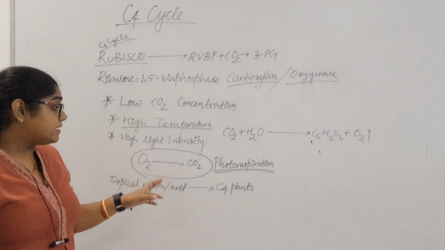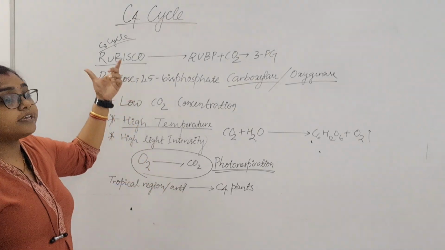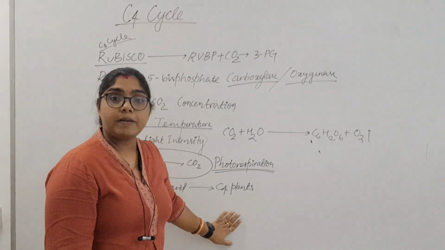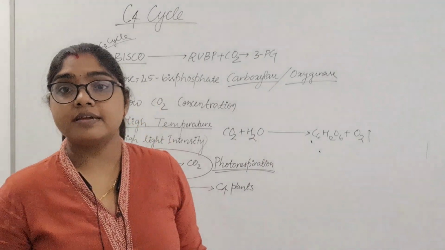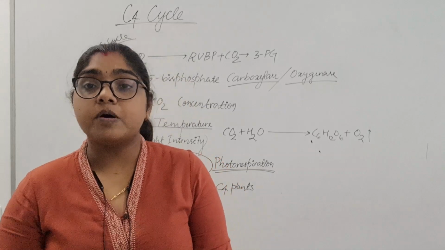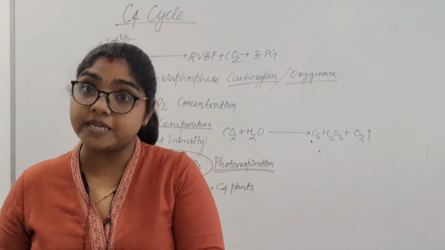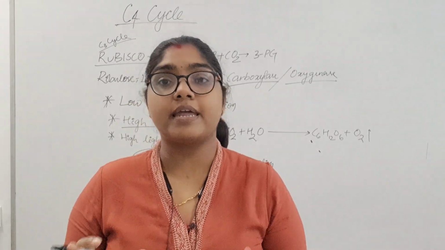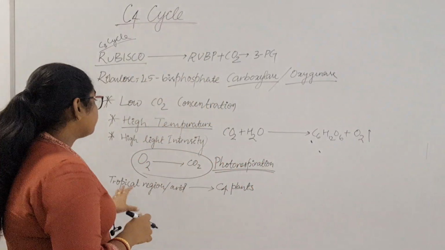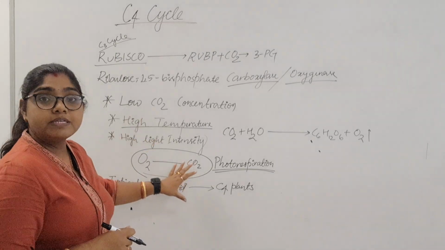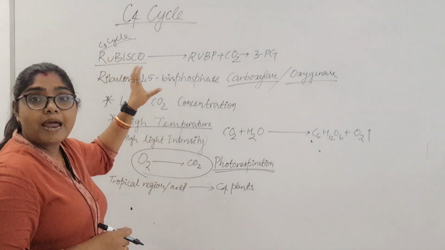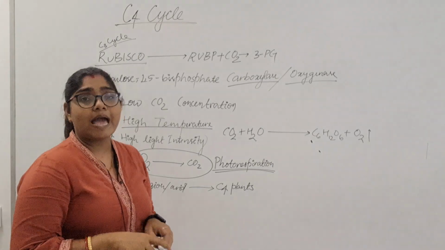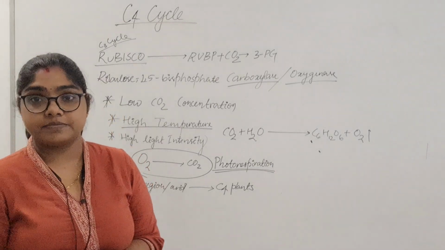That does not mean that the Calvin cycle or C3 cycle is not present in C4 plants. In C4 plants, the carboxylation process takes place twice in one cycle. That we will see in the mechanism. So now we have discussed why this plant has to adopt the C4 cycle. So what happens in this C4 cycle?